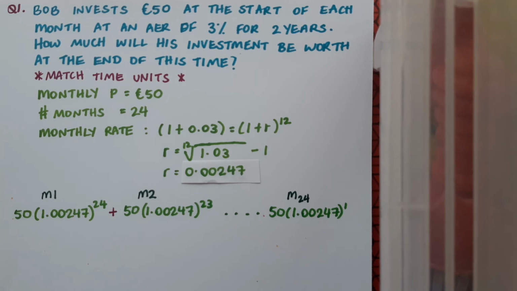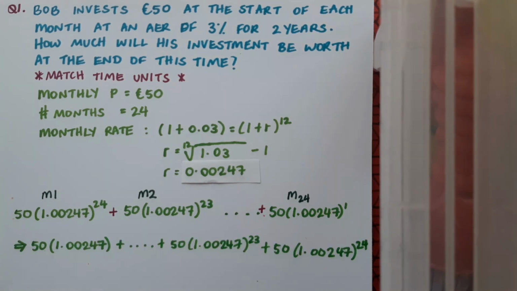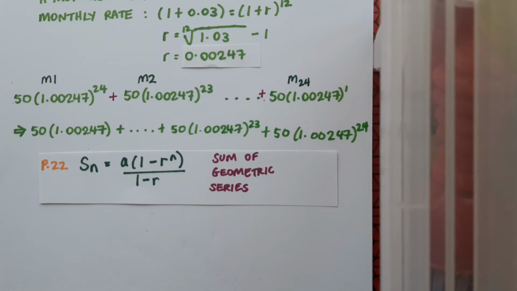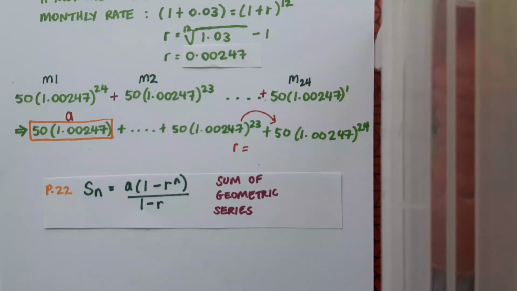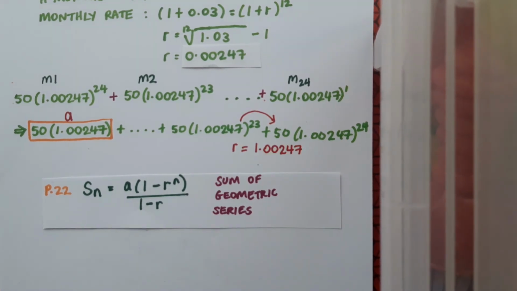And now that I've got that written out, I'm just going to write it in the other order. And again, this is just for ease of calculation on the calculator in a minute. So now I'll want to add those all up using my sum of geometric series formula. So my A is my first term in the calculation. R is my common ratio. In this case, that's 1.00247. And N is the number of terms, or the number of months.